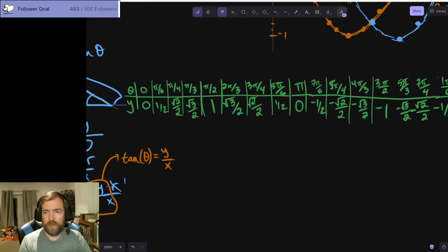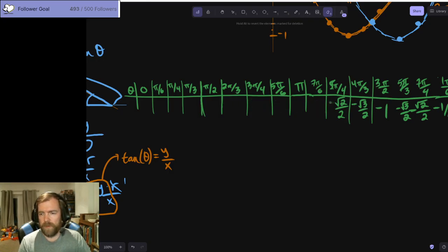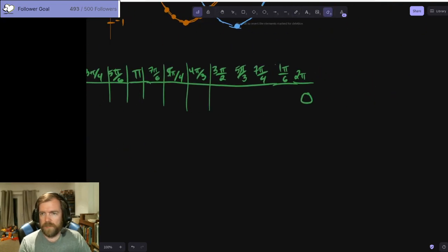Okay, so for this one, we're not going to use y, we're not going to use x, at least not directly. We're going to use the ratio between them. And if we use the ratio between them, that's going to get us all sorts of different values.